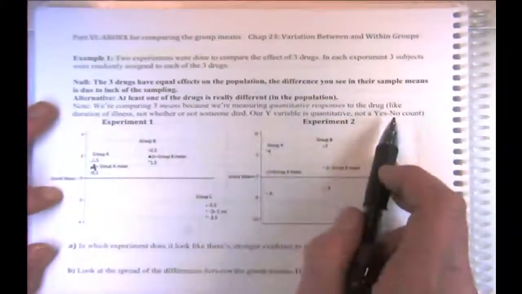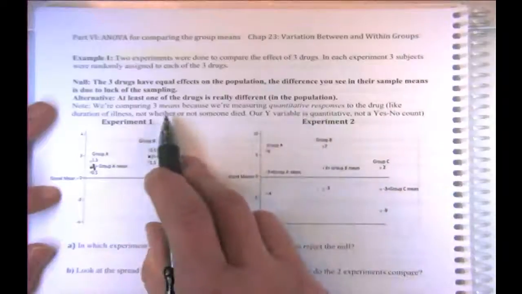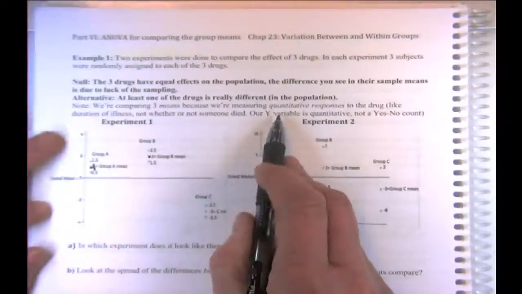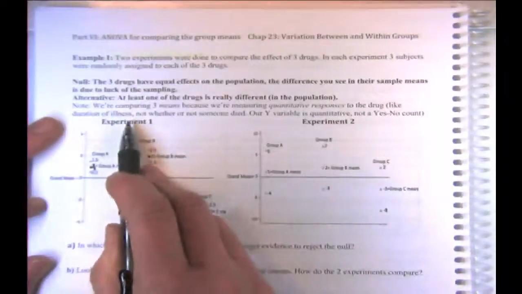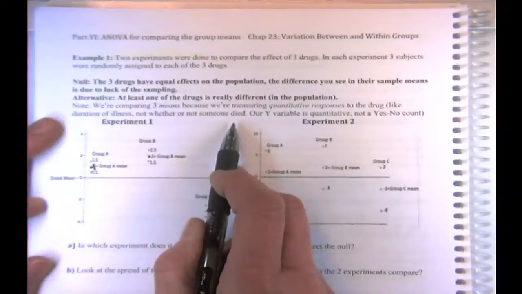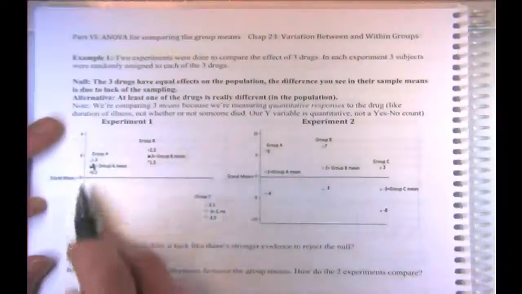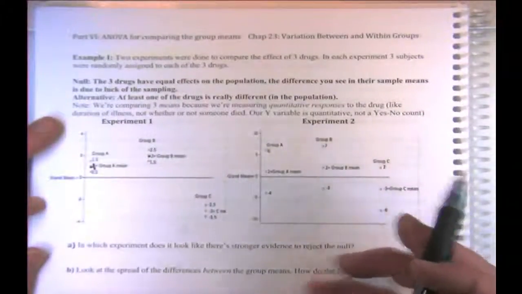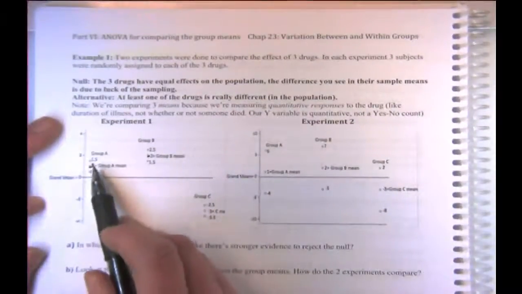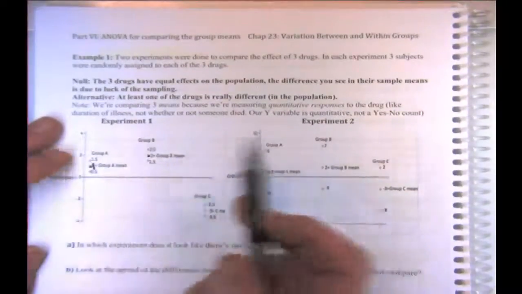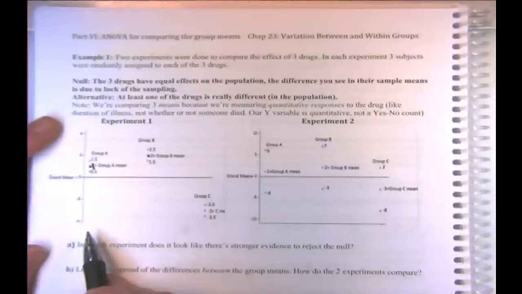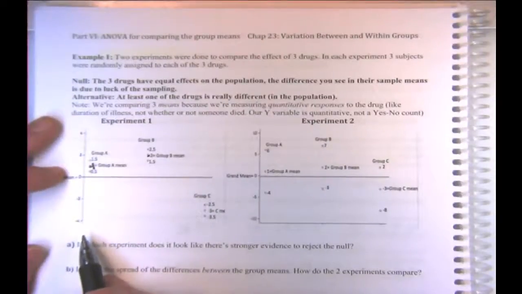We're comparing 3 means because we're measuring quantitative responses to the drug, like duration of illness, not whether or not someone died. So for each of these, with this ANOVA, you're measuring some quantitative response. So maybe like how long, some measure, maybe some scale, some measure here of whether the drug worked. All right? A quantitative measure.